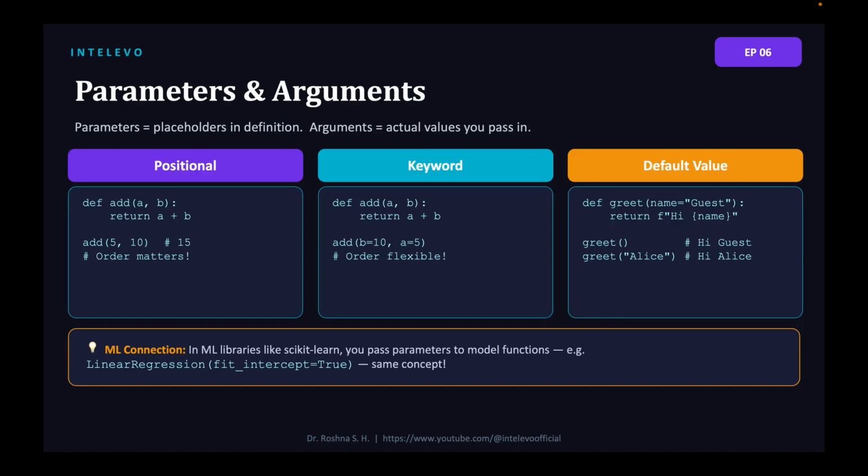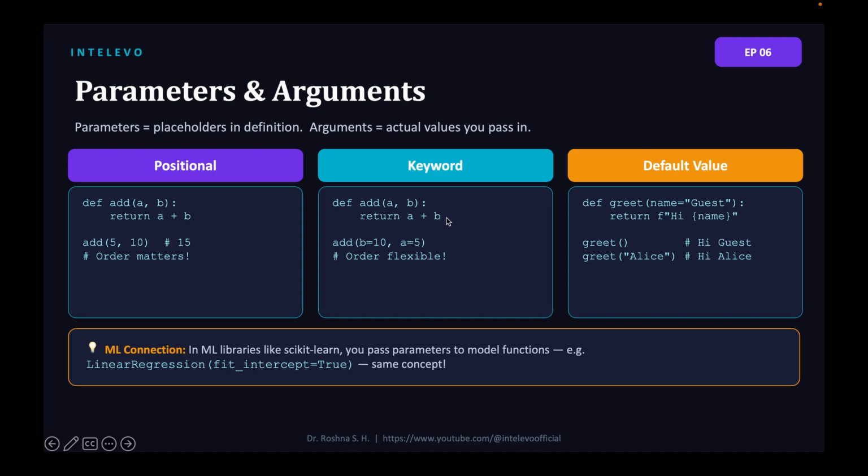Now let us talk about how you pass data into a function. There are various methods to pass data into a function. First is positional argument. This is the most common method. You pass values in order and Python matches from left to right. The point to note here is that the order matters.